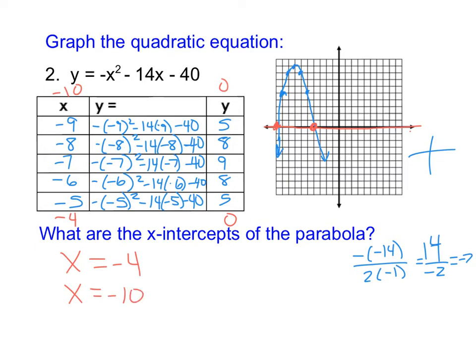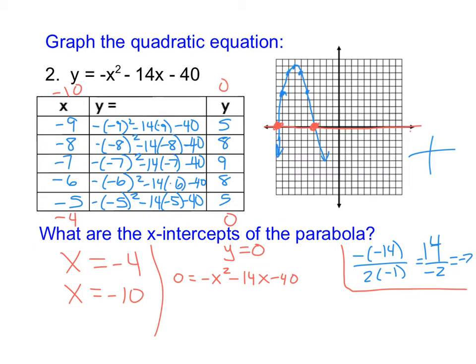But what if it's a really weird number? We have to have a way to do this. So on the x-intercepts, what is the y value? These points are negative 4, 0 and negative 10, 0. So the y value is 0 on the x-axis. So 0 equals negative x squared minus 14x minus 40. Do we know how to solve that? We do. That's what we spent the last few weeks working on, right?